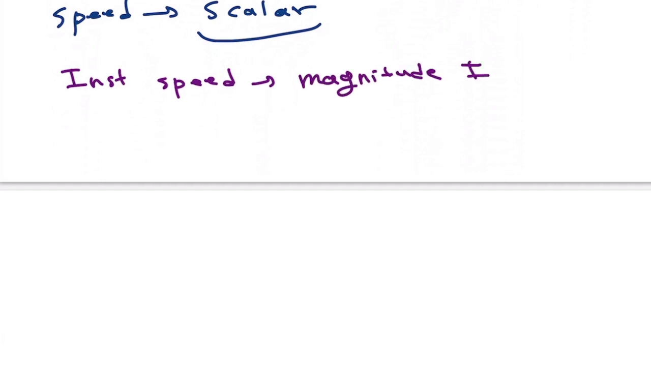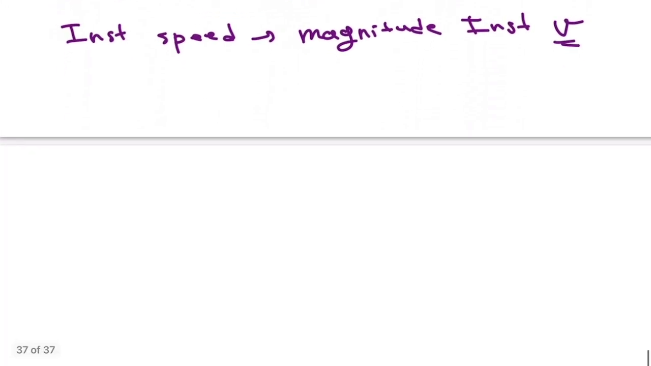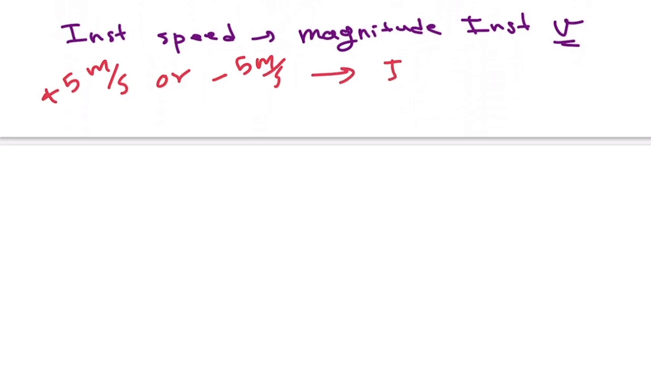What is instantaneous speed? Instantaneous speed is just the magnitude of instantaneous velocity. So if instantaneous velocity is, for example, +5 meters per second, or if it is -5 meters per second, in both situations, instantaneous speed would be just 5 meters per second. We only need the magnitude.